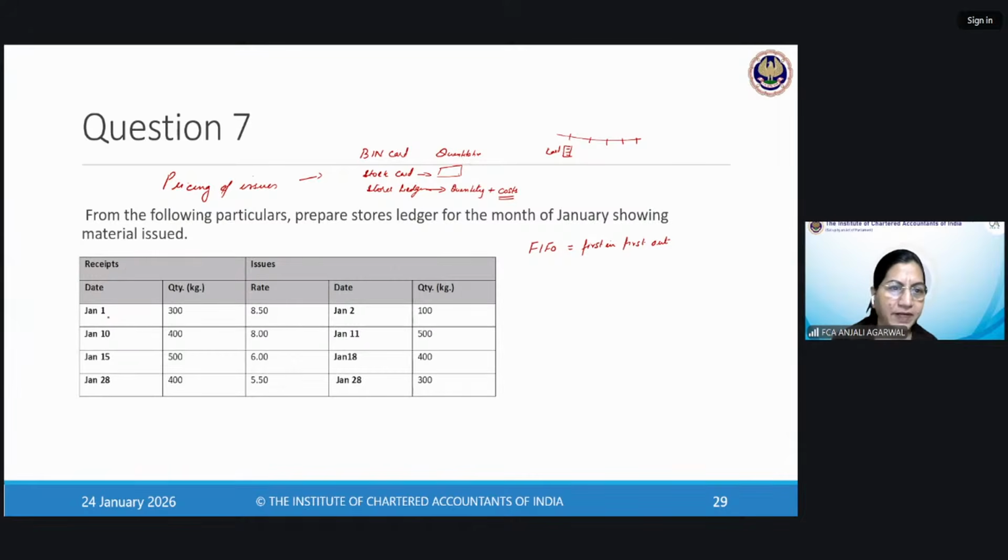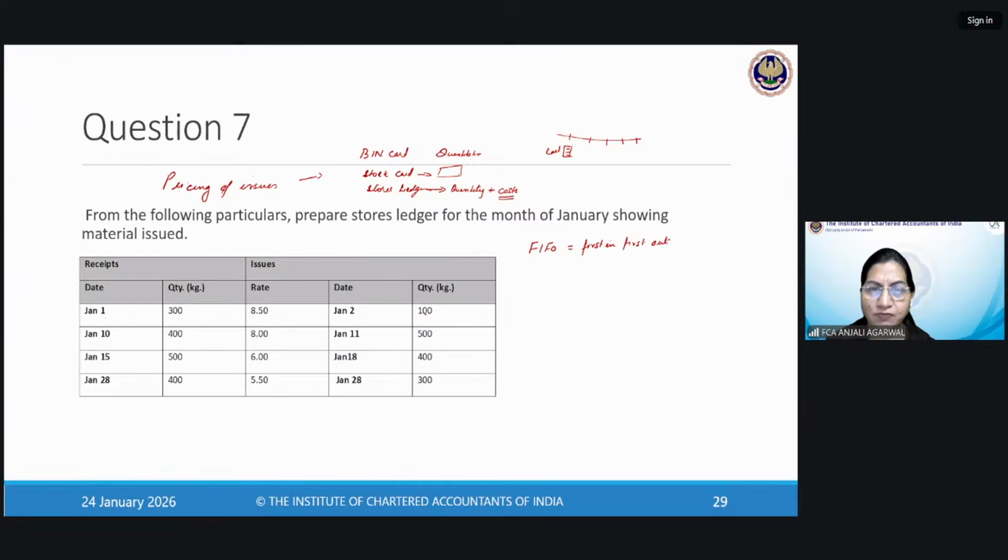So you have received material. On 1st January, you received raw material 300 kgs at 8.50. On 10th January again, you received 400 kgs at 8. On 15th January, 500 kgs at 6. On 28th January, 400 kgs at 5.5. So from this raw material which you are receiving in the stores through purchase order, you are also issuing this material to the production department on the basis of the material requisition note. So on 2nd January, the production requested 100 kgs.